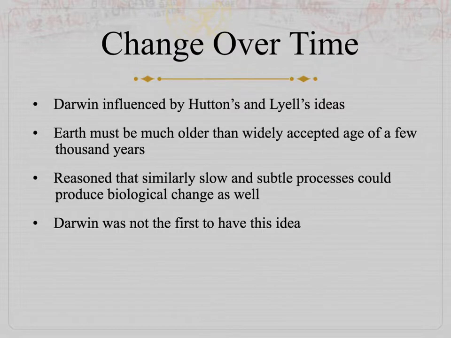So Darwin, he was influenced by both Hutton and Lyell's ideas of this changing Earth and the slowly changing Earth. And because of that, he accepted the idea that the Earth must be much older than what was the widely accepted age of a few thousand years. He then reasoned that there must be a similarly slow and subtle process that could produce this biological change that we were seeing. But Darwin was not the first one to have this idea.